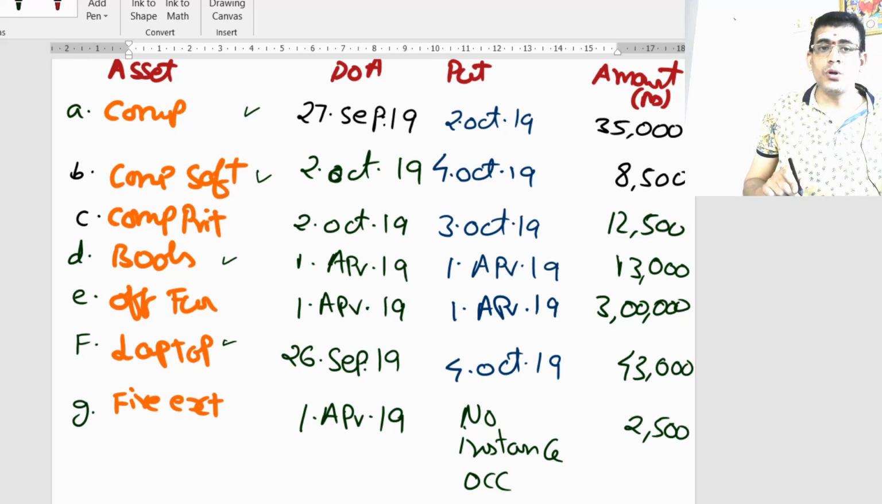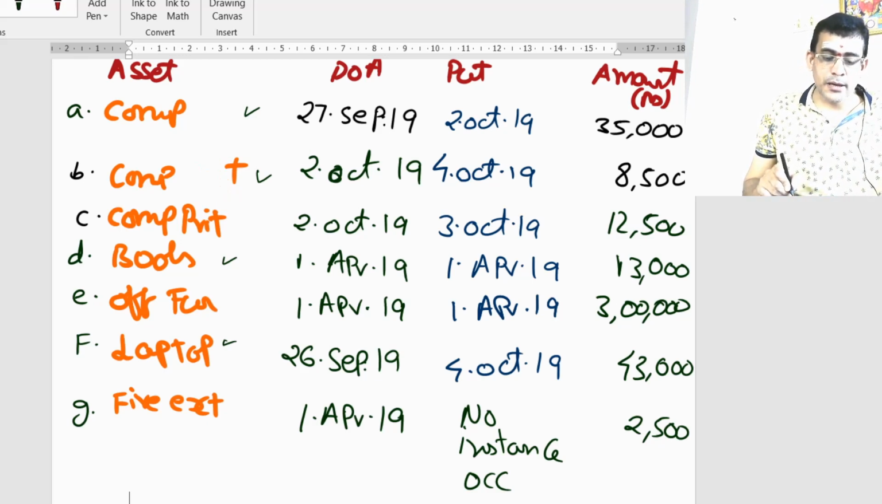So computer, computer software, laptop and books, these 4 assets will be grouped by me under a single block, block number 1. Then we can group the computer printer and fire extinguisher under one block, because the rate of depreciation of the computer printer is 15% and the rate of depreciation of the fire extinguisher is 15%.